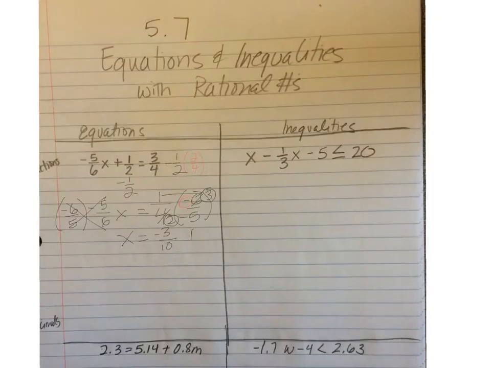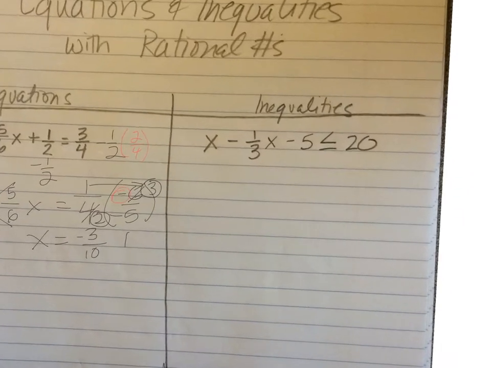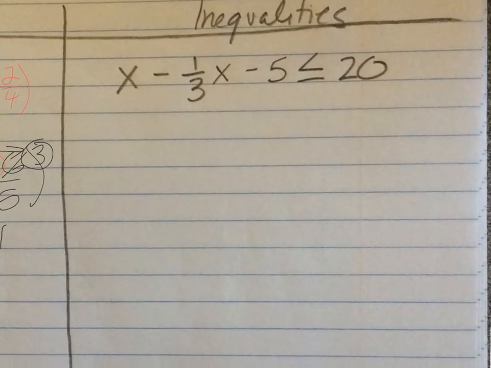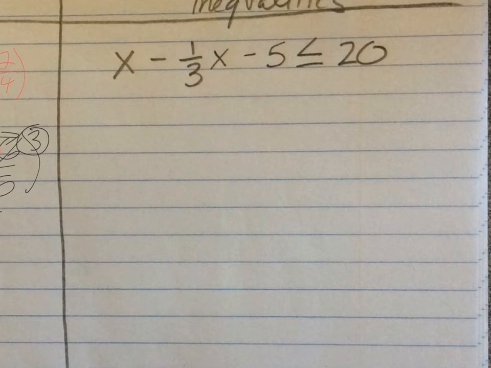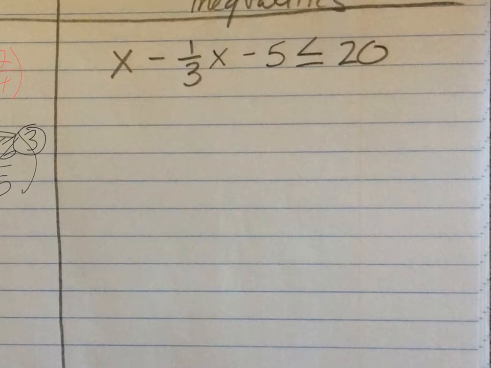So now let's look at a similar problem, but now we're going to focus on the inequalities. So this is similar to an equation. We treat it the same way. So first I need to identify my variables. I have an x and an x, and I want to put them together. I also have a constant here, which I can get rid of right away.